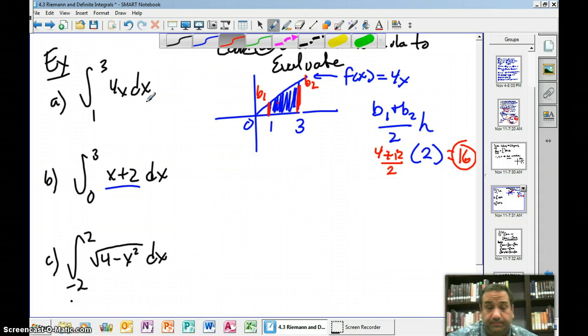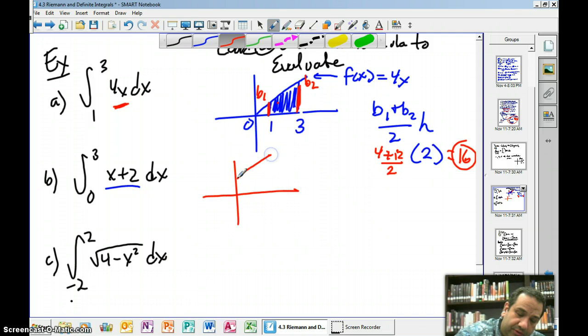That's how it's done, folks. All right? Remember to find these red lines. I plugged it into the function. That's it. Next one. We have x plus 2. X plus 2 is here. This is 2. It's a line that has y-intercept 2. And I'm going from 0 to 3.